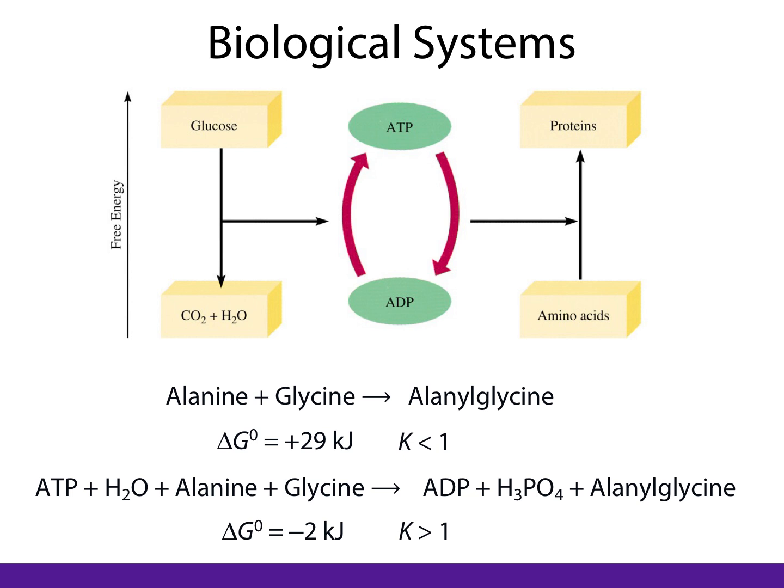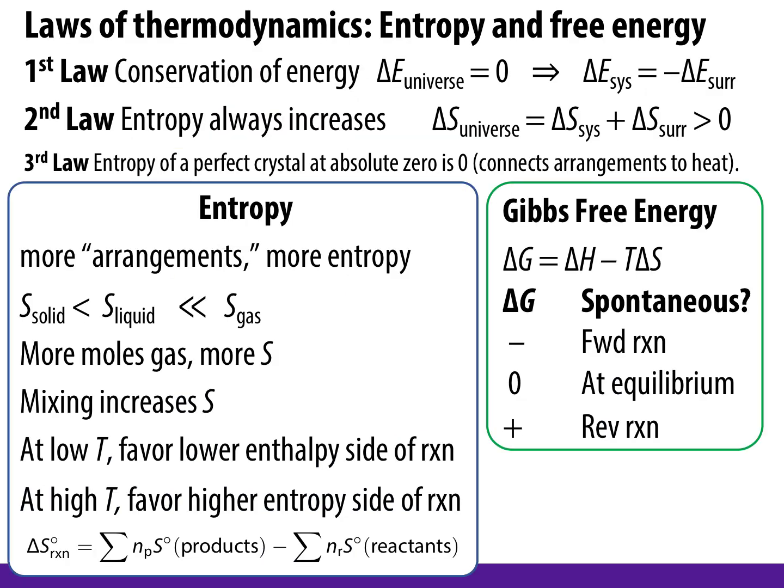So we can sort of view it as the energy that's released when we go from ATP to ADP is being used to drive this reaction forward. This reaction on its own wouldn't be successful, but when we add in this ATP to ADP step, we're able to successfully synthesize the polypeptide. With that, we conclude our thermodynamics section of the course.